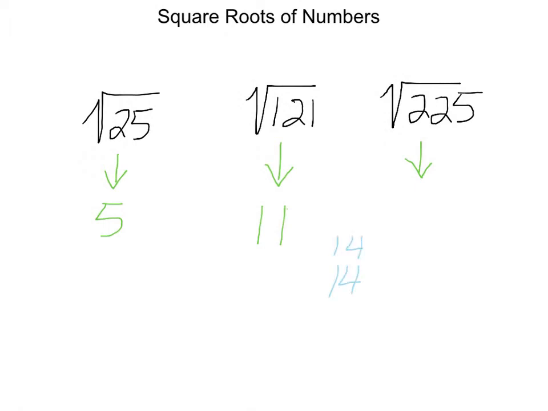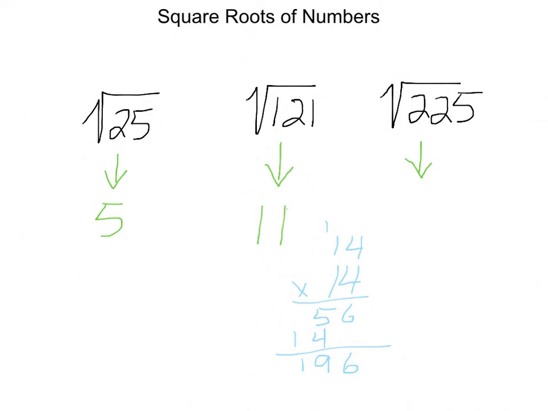So let's multiply 14 times 14. 4 times 4 is 16. 4 times 1 plus 1 is 5. We have our placeholder, and then 1 times 4 is 4. 1 times 1 is 1. And we multiply 14 times 14 and we get 196. So we know we're pretty close. So we'll just try one more.